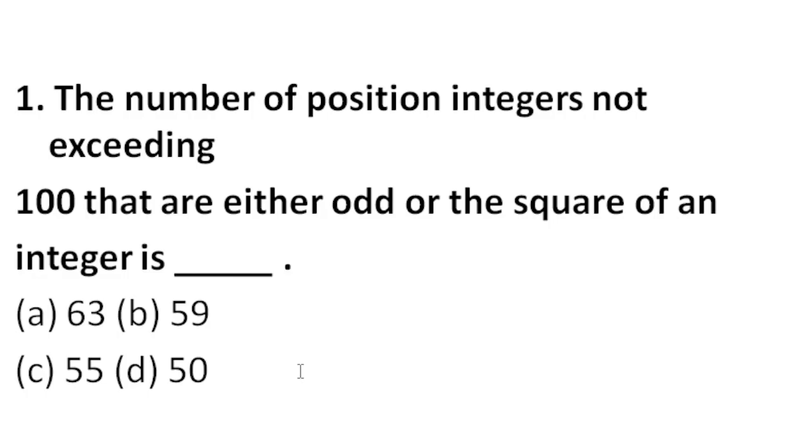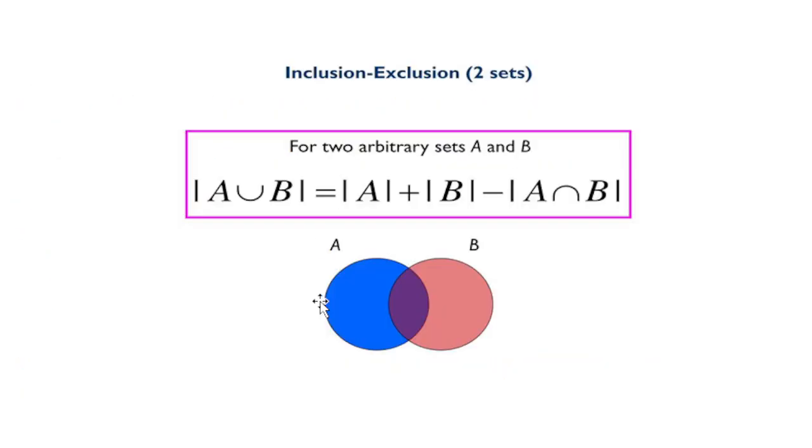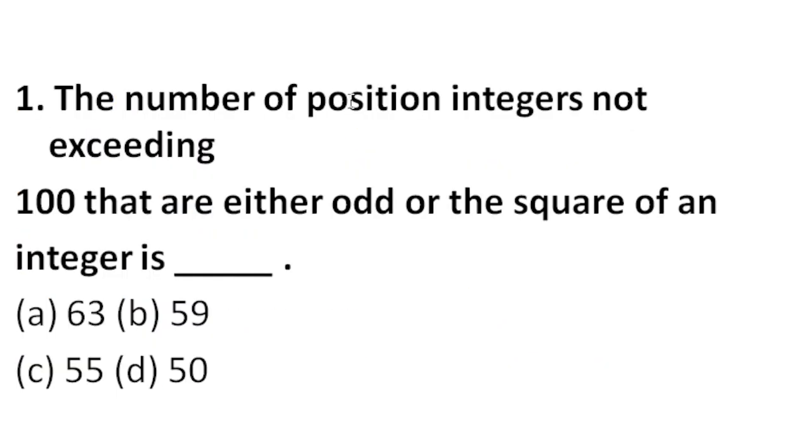Actually, this question comes from the topic principle of inclusion and exclusion theory. First, look at what the principle of inclusion and exclusion is. We should have an idea of it, that is, if we have two arbitrary sets. Here they have given two conditions: the number of positive integers not exceeding 100 that are either odd or the square of an integer. Two conditions they have given, either odd or the square of an integer. So here two sets we need to consider.